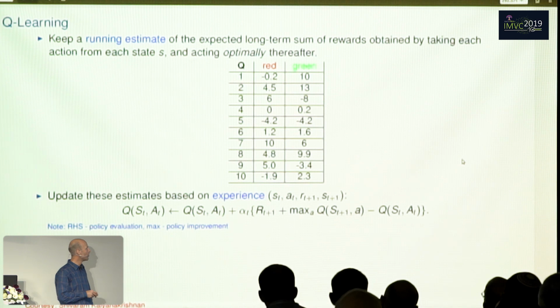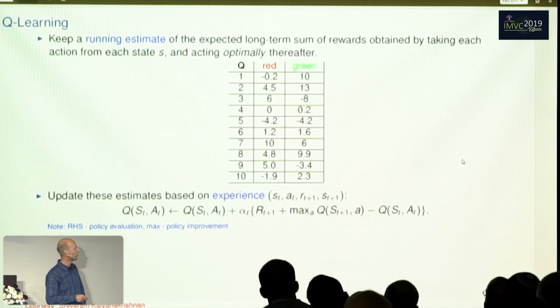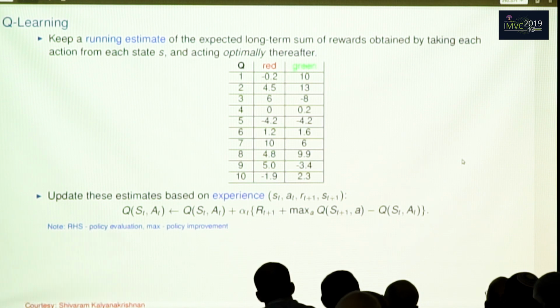And if you look carefully, you will find, again, generalized policy iteration behind Q-learning. The max operator is policy improvement, and the entire computation is policy evaluation.